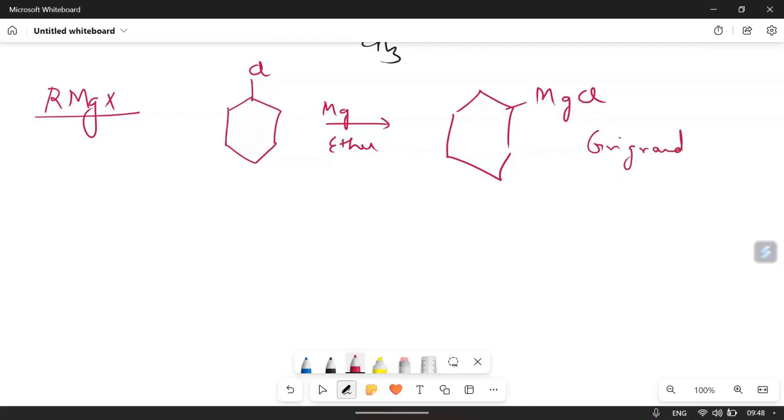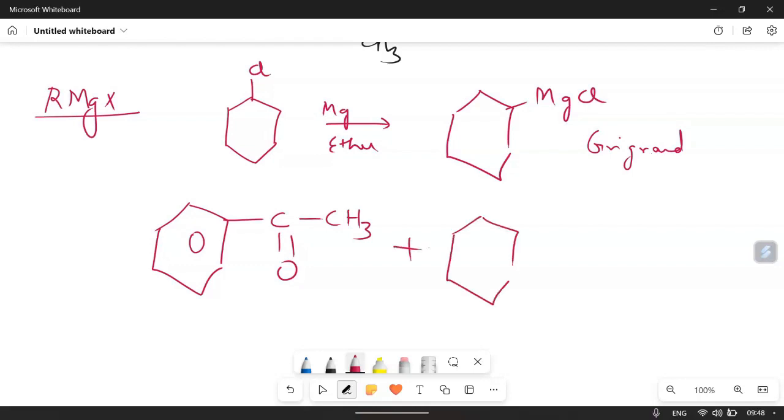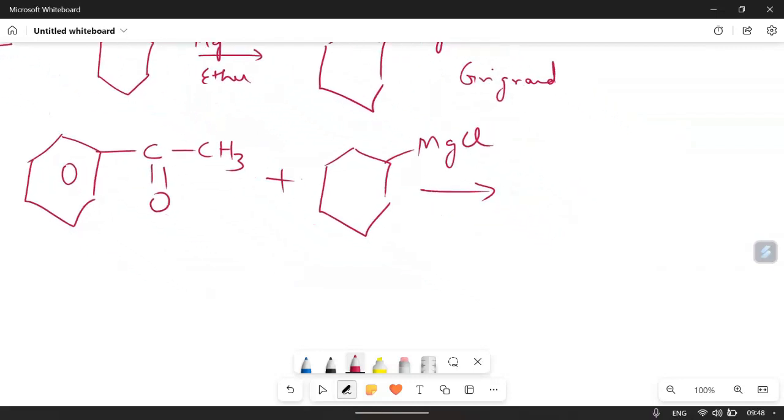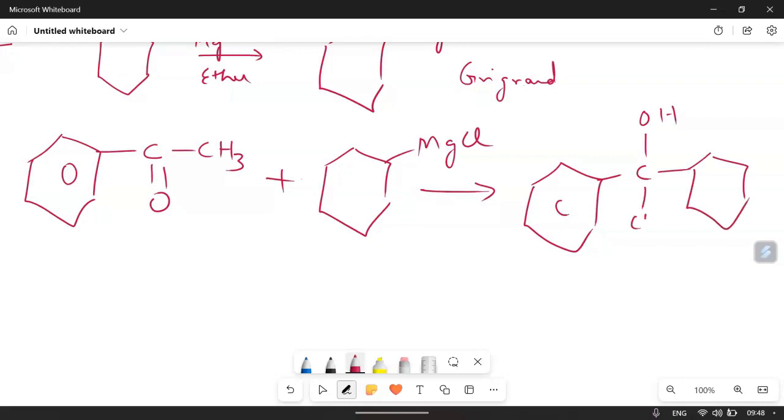Now it can be treated with, suppose we treat it with benzene C double bond O CH3. This compound can be treated with this. So the same reaction will happen. You can write down the product. This is the same, right? C, OH will be formed, and this whole cyclic compound will attach to it, CH2.